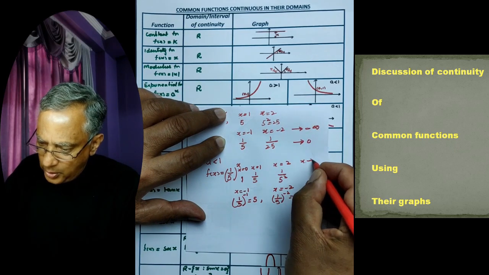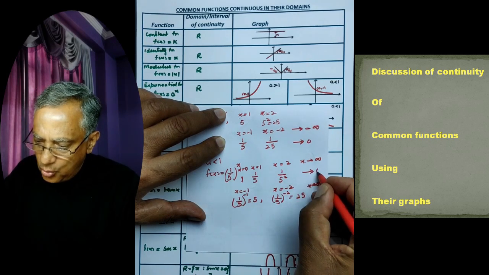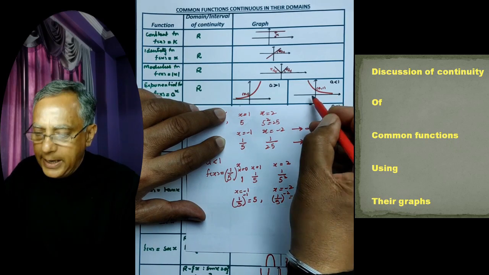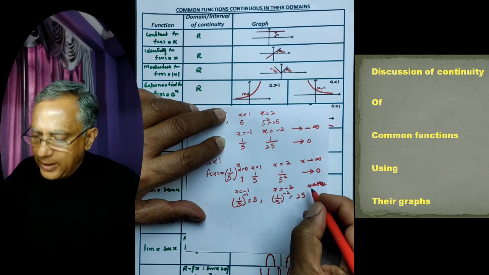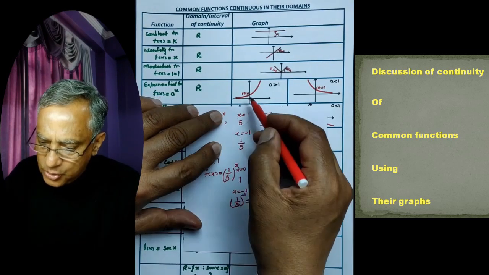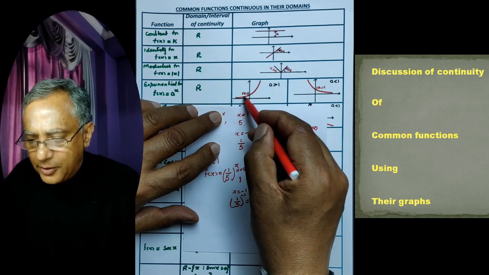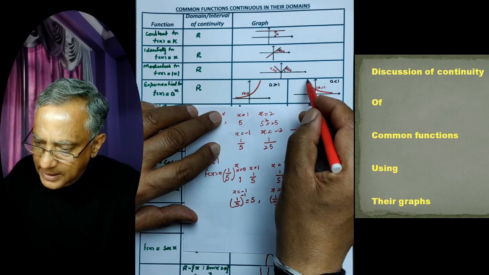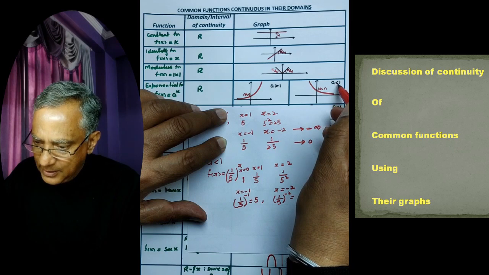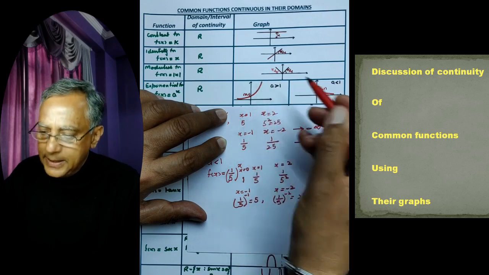As x tends to infinity, values of this function will tend to 0. And here as x tends to minus infinity, values of the function will increase to infinity. So these two graphs you must keep in mind. For a greater than 1, the graph rises exponentially. And for a less than 1, it falls exponentially. So graph of this function for a less than 1 will be this, and for a greater than 1, it will be this.